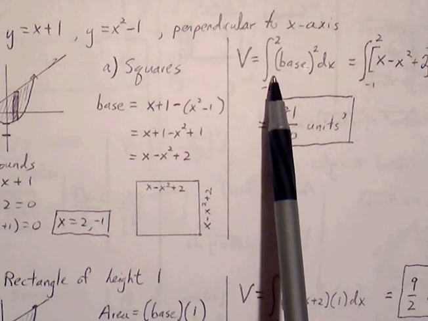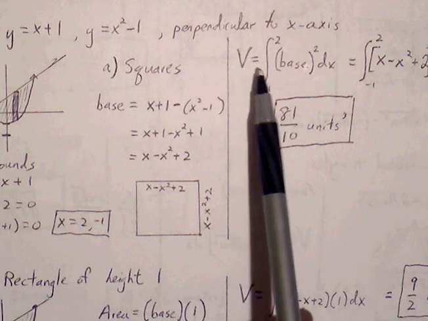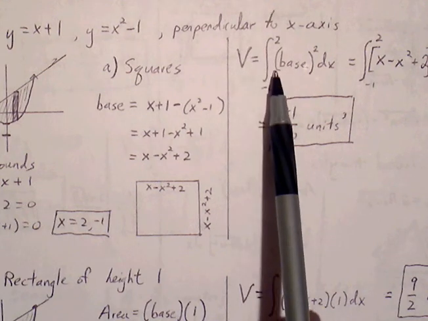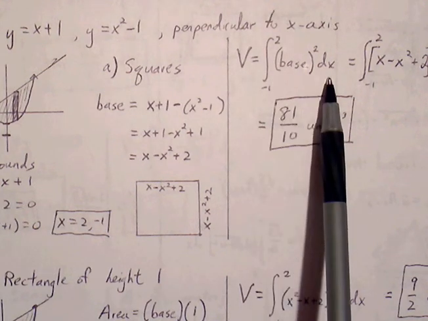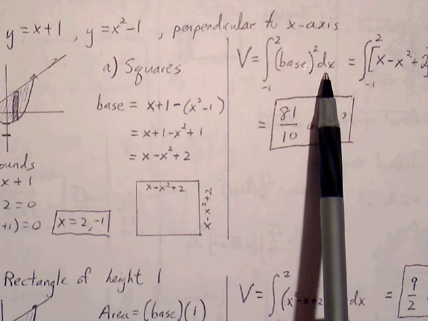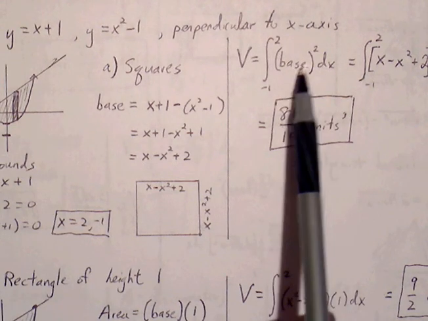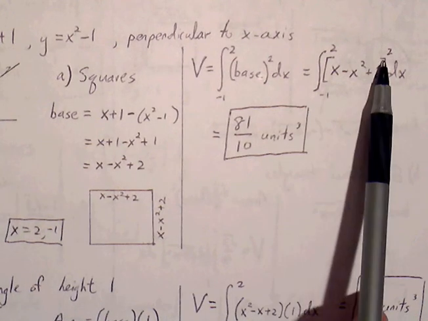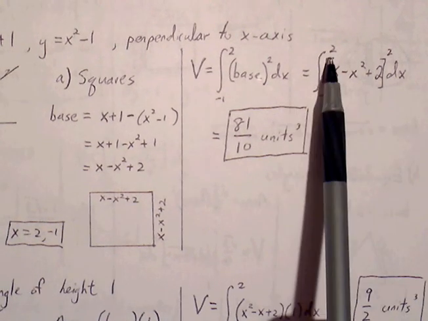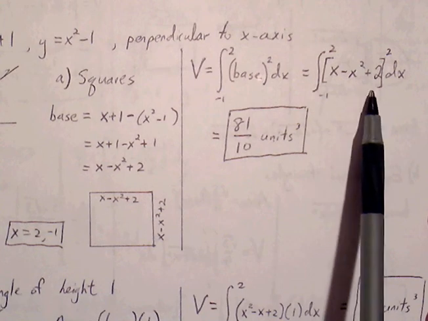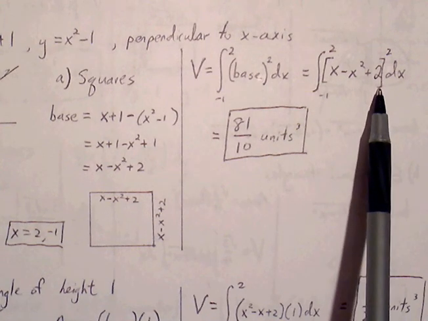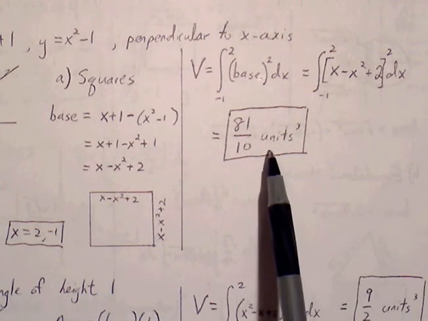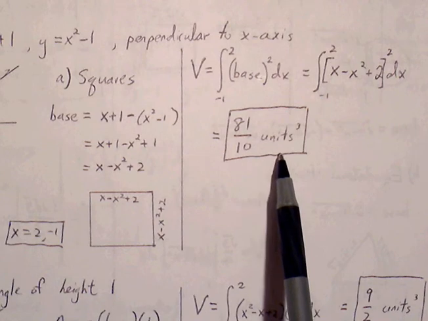So the formula that we're using is the volume is equal to the definite integral of the area of the cross section times dx. So base squared, so that will give us x minus x squared plus 2, quantity squared, from negative 1 to 2. And we can plug this in our calculator, or we can go through power rule to expand. And we're going to get 81 over 10 cubic units.